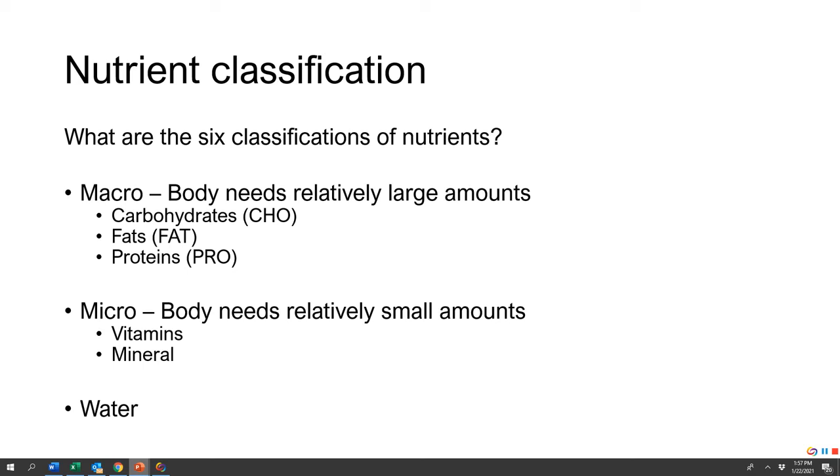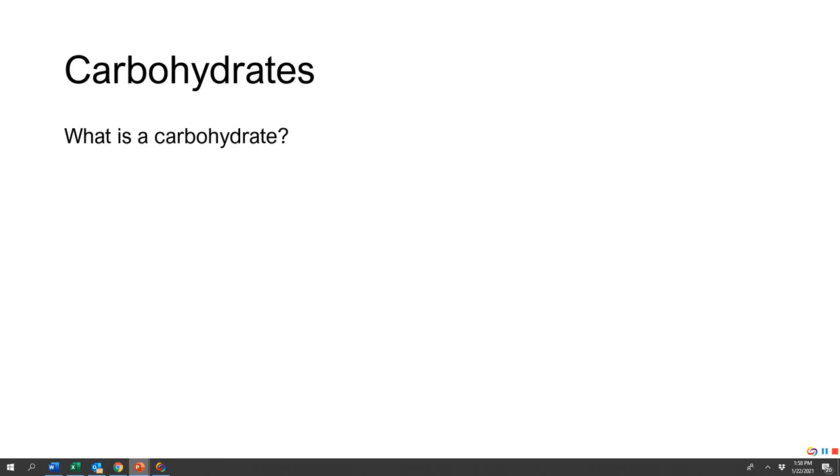Then we've got the micronutrients, and these are the things where the body needs small amounts. So those are the vitamins and minerals. And then we've also got water, which you can make the argument isn't a nutrient per se. We don't get energy from it, but it's definitely essential. So let's just jump right into carbohydrates. What makes something a carbohydrate?